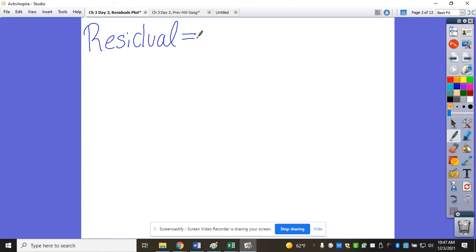So residual is where we started. I wanted to know how much my project cost. I want to know how much I thought it would cost, and I want to know how wrong I was. Sometimes I talk about residuals like how wrong you are, but it is just observed minus predicted.